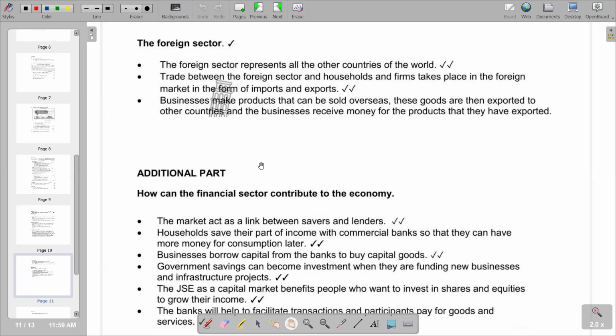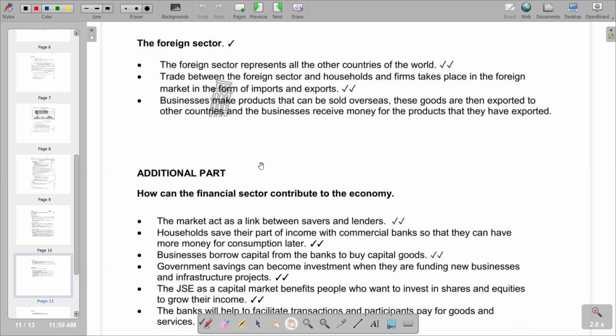So basically, the basis is we export, we sell goods outside the country, we import, we buy goods from outside the country. So in that essence, that's the interaction that is taking place between our local businesses and the foreign businesses. So the foreign sector becomes another participant, another key participant that we have in the circular flow model.